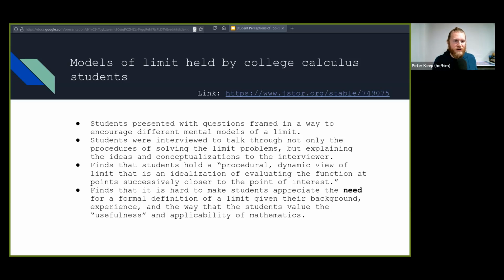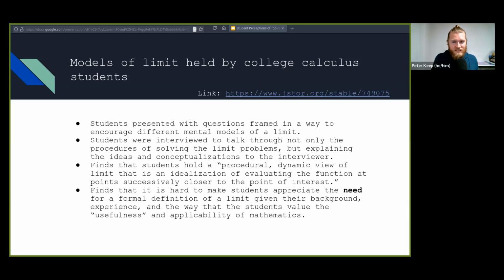The questions that were given to students were intentionally built to try and have them think about limits in different ways, to bounce around between these different models that they might hold in their head about limits. And then they were talking through the problems with the interviewer, and they weren't just talking about what the problems themselves were, but the interviewer was really focusing on trying to have the students explain all of the ideas and conceptualizations that they have. In some cases, it was asking students to literally draw out some of the models that they're using and really try to play that part out.